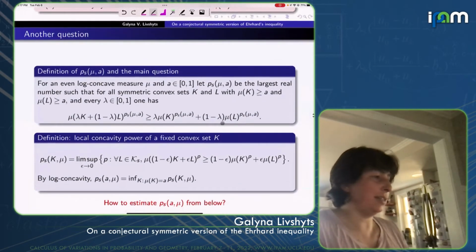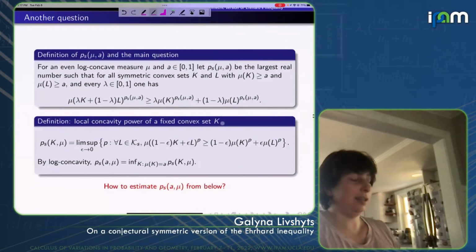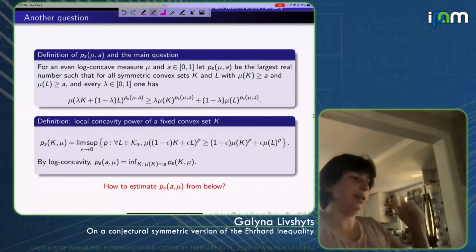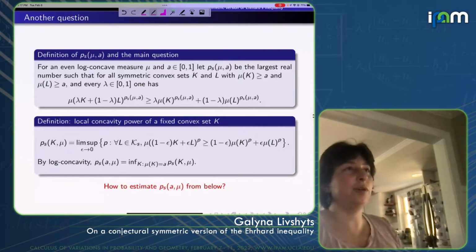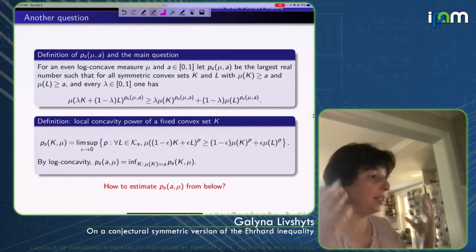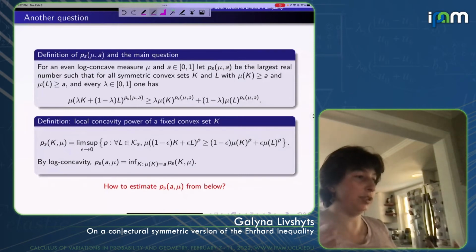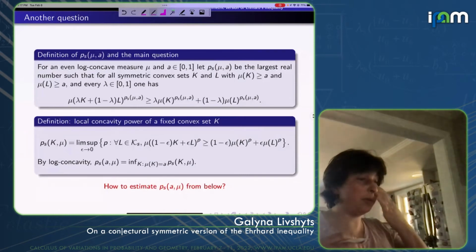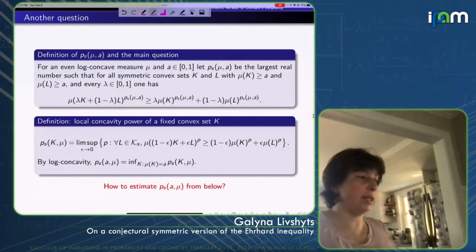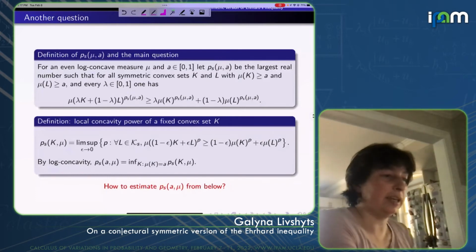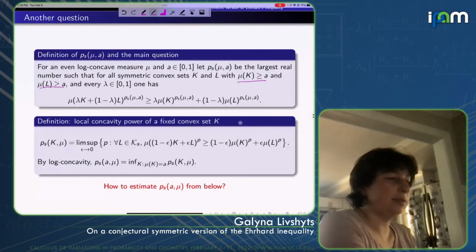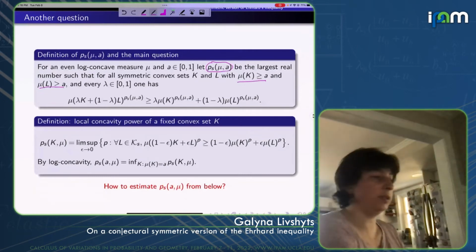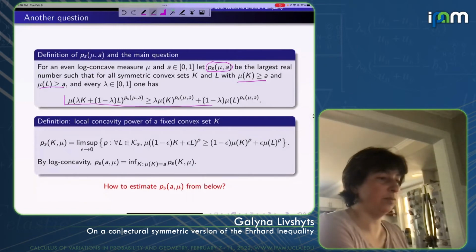Now, here's another question that, as I explained in a couple of slides, is not at all different. I'm mentioning it in this form because it's just the easiest way for me to explain my results. Suppose we have an even log-concave measure mu, and a pair of symmetric convex sets K and L of measure at least A. So both K and L have large measure, bigger than A. Consider the parameter p_mu(A) to be the largest exponent that we can put in this Minkowski type inequality with mu here.